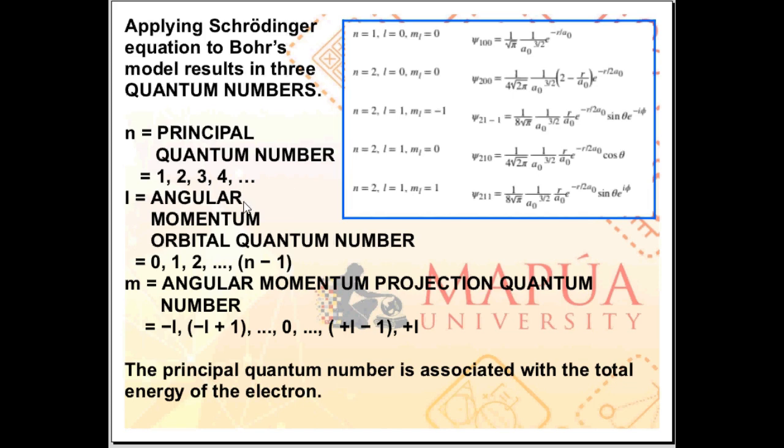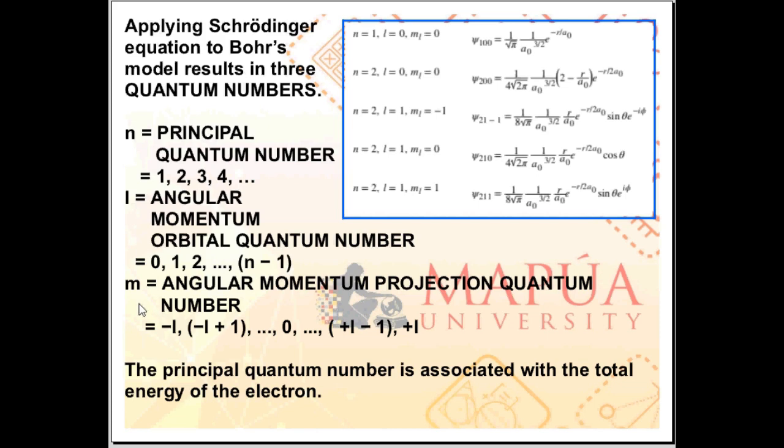We have the angular momentum orbital quantum number, small l, which is equal to 0, 1, 2, 3, 4, 5, and so on until you have n minus 1. So if n is equal to 4, l will be 0, 1, 2, 3. If n is equal to 10, l is 0, 1, 2, 3, 4, 5, 6, 7, 8, 9.